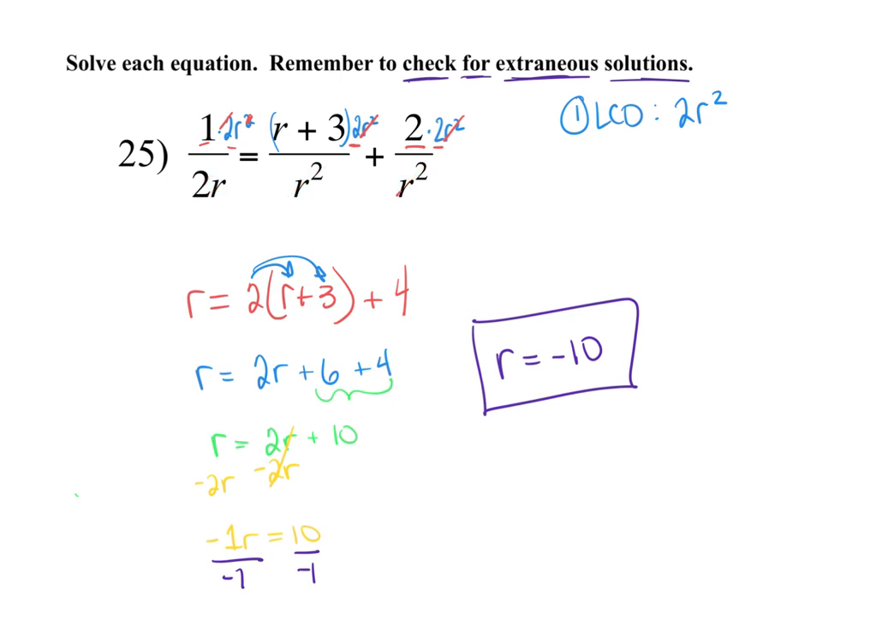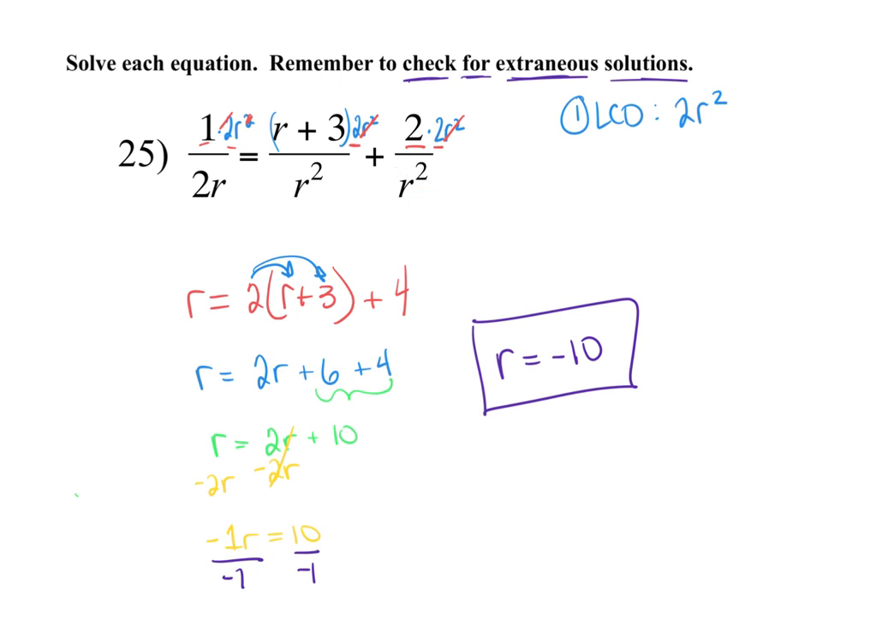If I look at my original denominators, remember when you have a denominator, what can you not have in the denominator? 0, right? So as long as what I plug in does not make it 0, I'm okay. If I plug in a negative 10, that would be negative 20. This would be 100. This would be 100. Negative 10 works. All right?